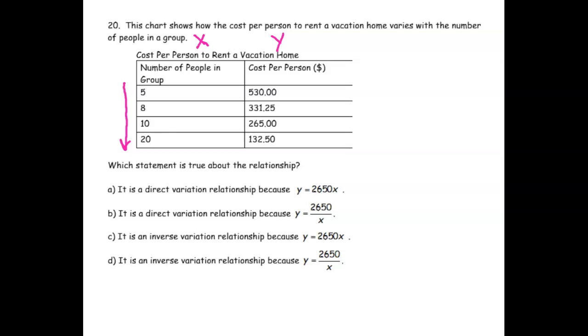Figure out your k, based upon the number of people in the group and the cost per person, and you can come up with your k, whether it's direct or inverse, and then decide what you want.